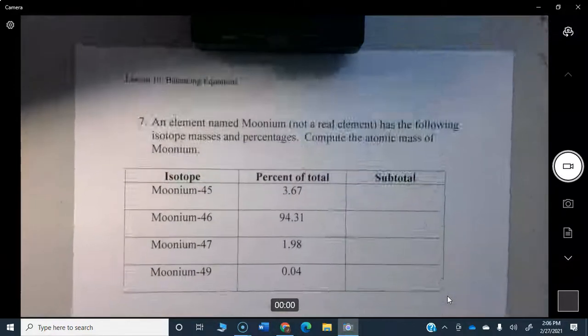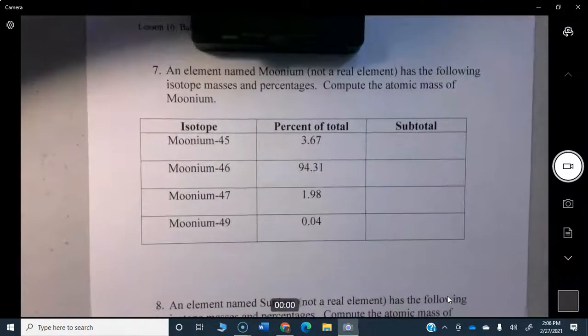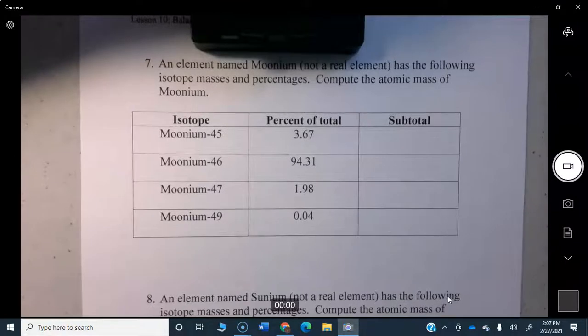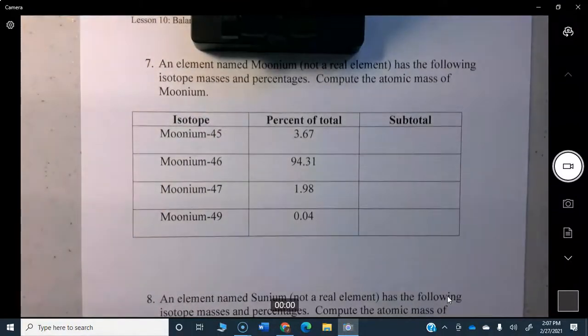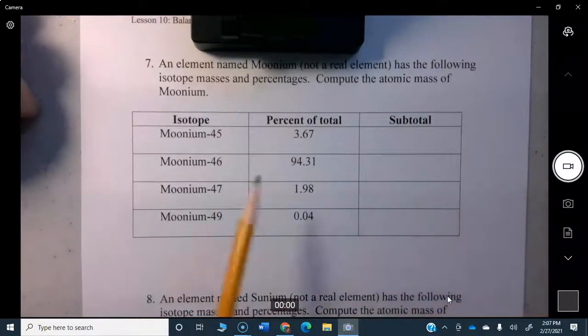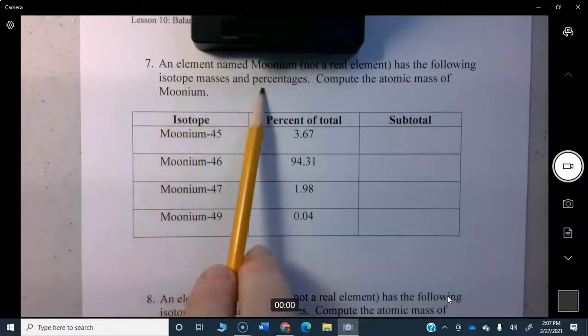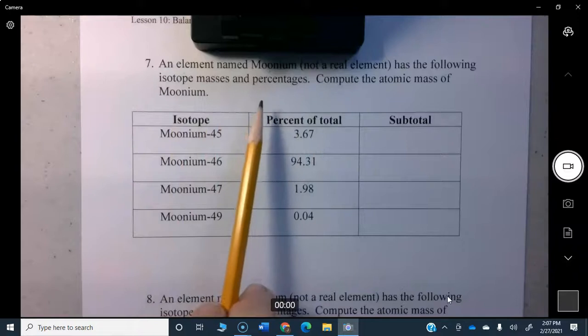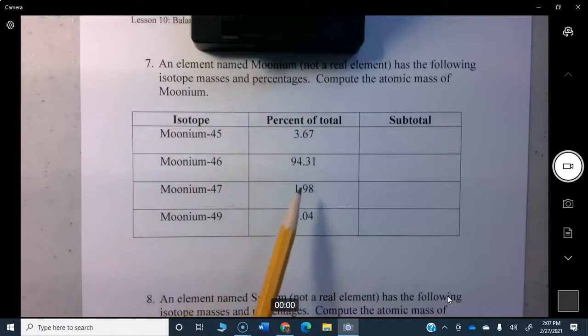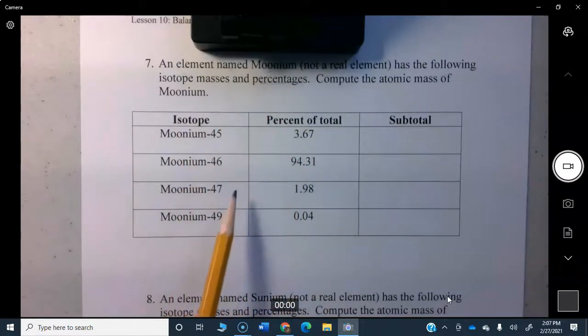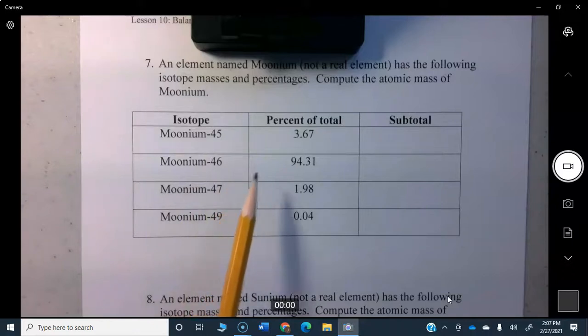Okay, now we're going to go on to a couple of atomic mass problems. I'm going to do one. You're going to do the second one. Okay, so an element named muonium, not a real element, has the following isotope masses and percentages. Again, how do you know what percentage is? You can't count massive numbers of atoms. So how do you know what the percentages are?